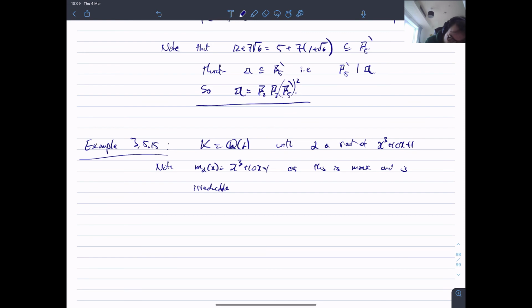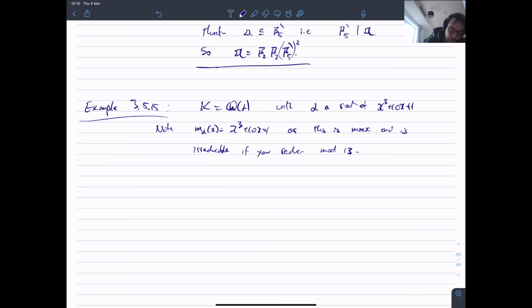There's no Eisenstein, but if you reduce mod 13, then you'll find that this is actually irreducible. You just check that it doesn't have a root mod 13. This is the other way to check a polynomial is irreducible: we could either use Eisenstein or some other method, but we could also reduce it mod a prime and see if it is irreducible. Because it's a cubic polynomial, it's pretty easy. You just have to check if it has a root or not mod p.